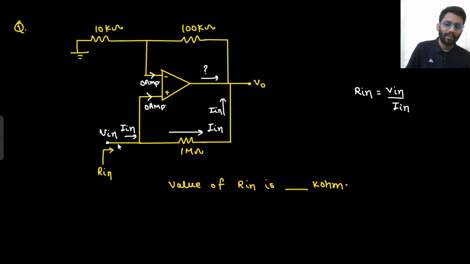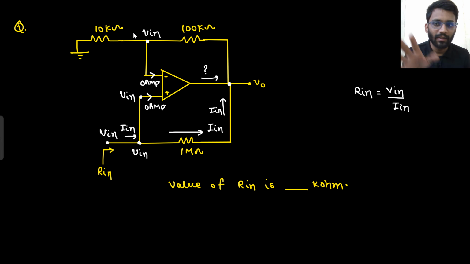So what we will do? If this node is V in, certainly this node is also V in. Then certainly this node will also be V in. So you can write the potential of this point, right? If this node is V in, this node is V in, then you can certainly see what will be your V naught. You can apply nodal here as well: V in by 10 plus V in minus V naught by 100k is equal to 0. You will get the value of V naught.